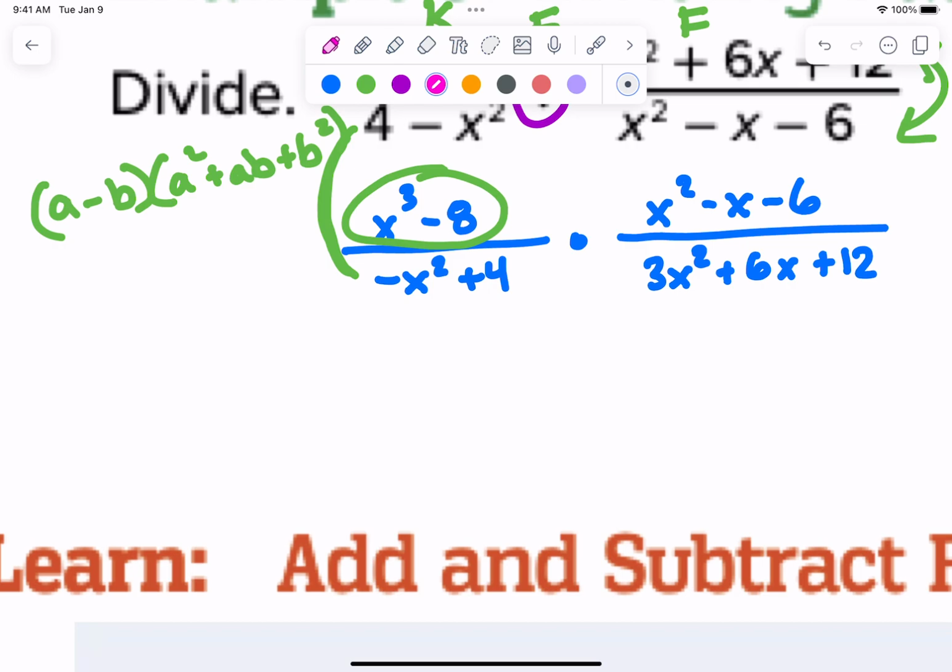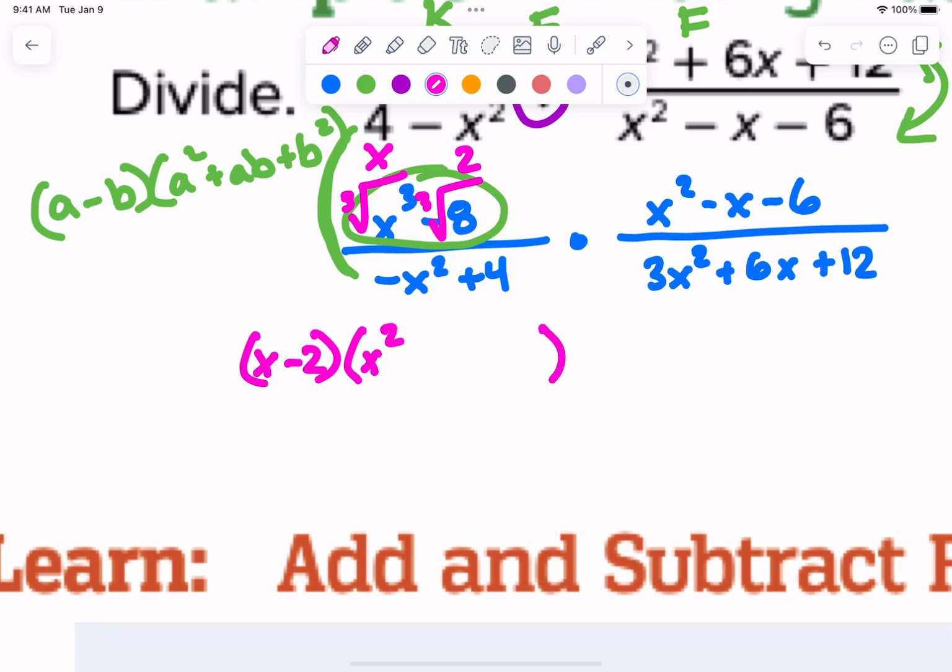Okay? All right, so when I take the cube root, what is the a part? X, and the b part is 2. So we have x minus 2, that's the a minus b. And then we have a squared, which is x squared, and plus b squared on the end, which is plus 4. Plus a times b, which would be 2 times x. There's that top. You see that? That was a perfect difference of cubes.